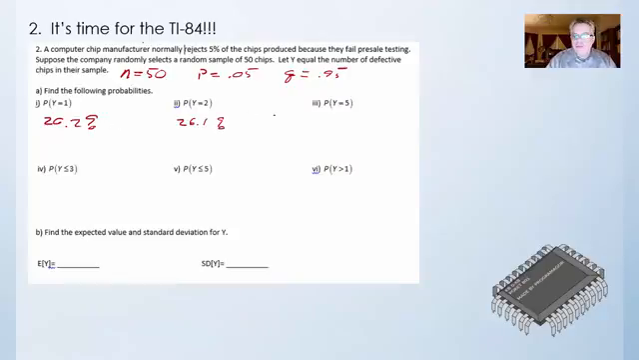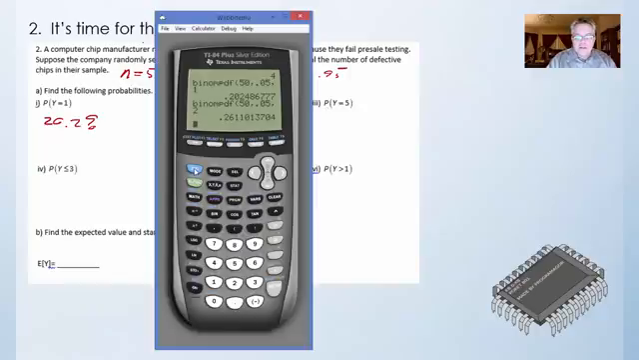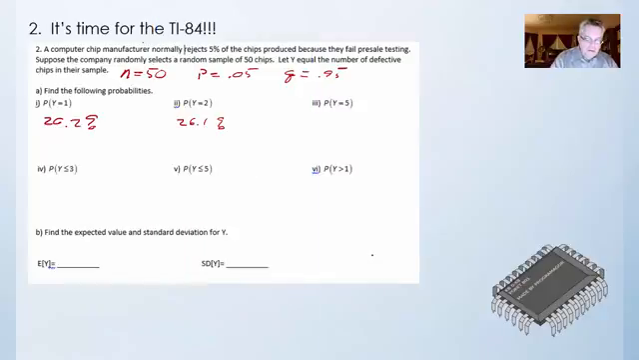All right, finally let's compute the probability Y equals 5. So again, second distribution, go up to binompdf, and we're going to enter 50 for trials, and the probability of success is 0.05. This time we're interested in 5 successes, and that'd be 6.59, or 6.6%.